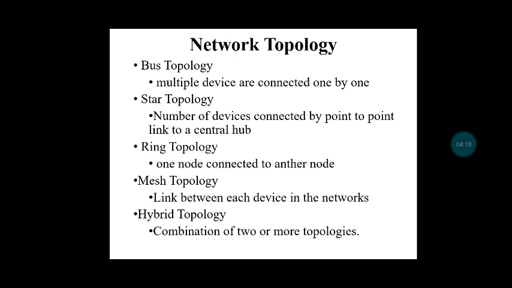Bus topology is where multiple devices are connected one by one to a centralized cable. Star topology is where a number of devices connect by point-to-point links to a centralized hub or switch. The ring topology is where one node is connected to another node, and that to another node. The mesh topology links each device in the network to every other. Hybrid topology is a combination of two or more topologies.